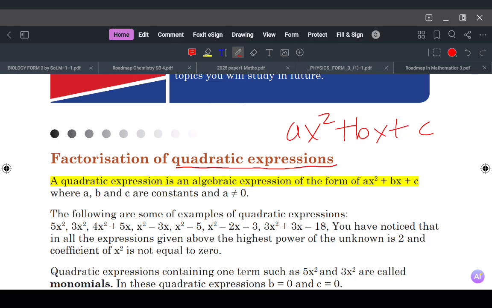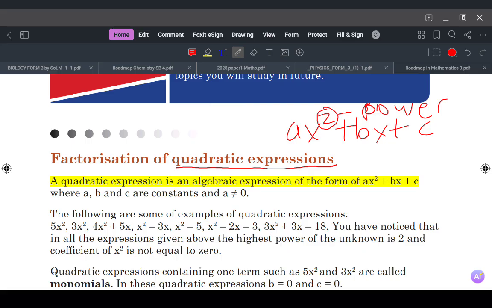It's called a quadratic expression. What makes it quadratic is the power. The highest power there is a 2. So an expression in which the highest power is a 2 is called a quadratic expression.